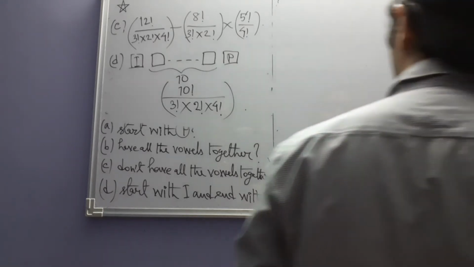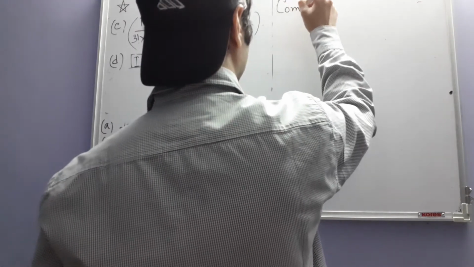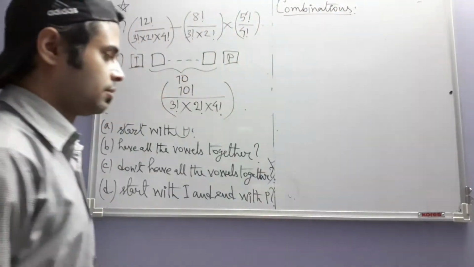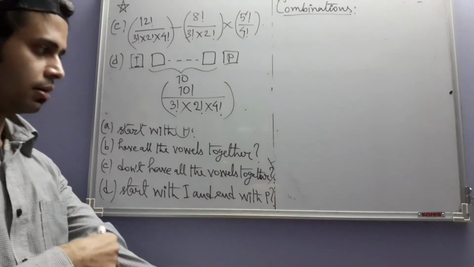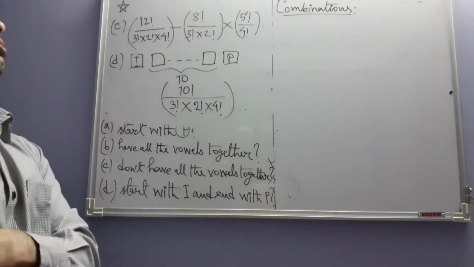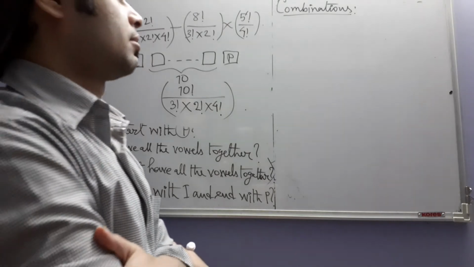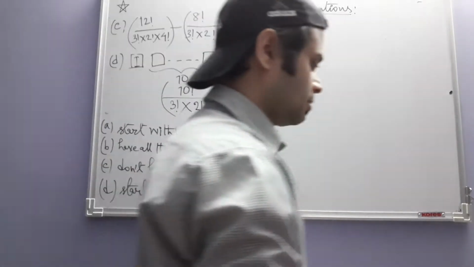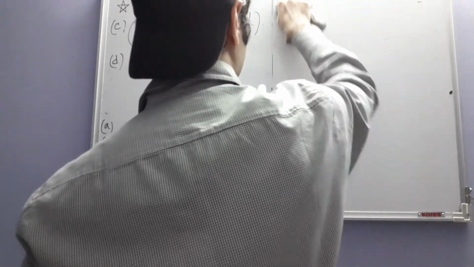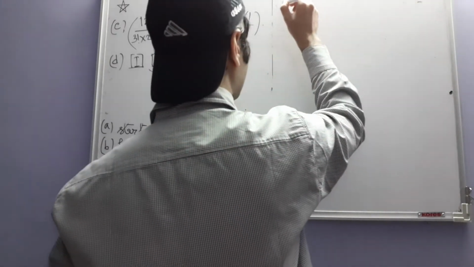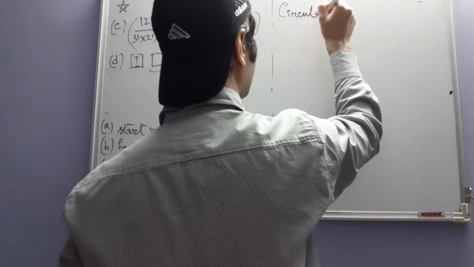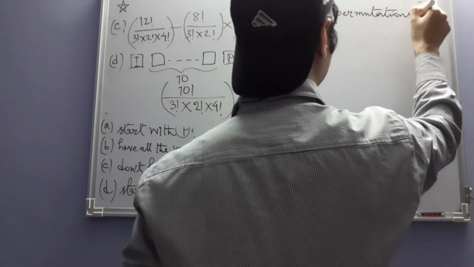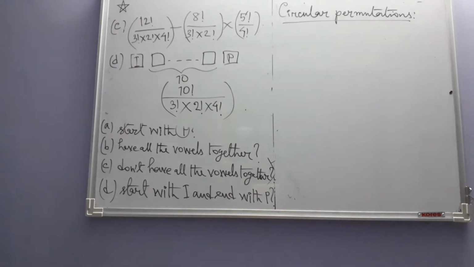Okay, now we come to combinations. So permutations are, but before introducing combinations, I think I can discuss one more thing, which I mentioned at some point. Circular permutation. Okay.